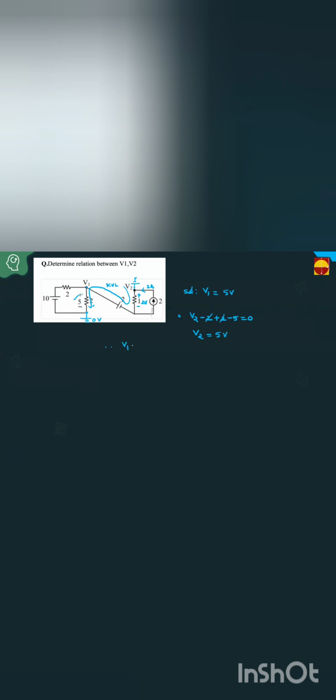Then also we are getting the relation V1 equal to V2 now. The final relation I am asking: V1 equal to V2. Then what is V1 minus V2? V1 minus V2 equal to 0. Here also what is V1 minus V2? V1 equal to V2. Here also V1 equal to V2. That is V1 minus V2 equal to 0. Clear? Like this also you have to answer. Same problem I will solve like this also.